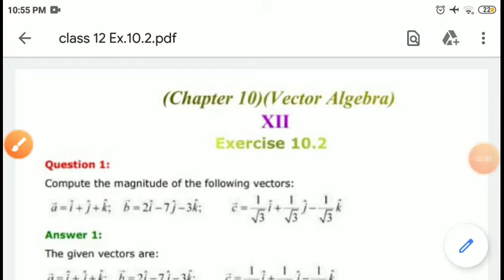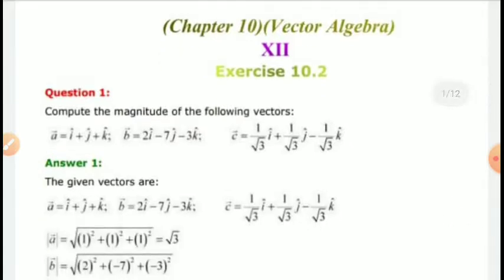Let us learn the exercise 10.2 of the class 12th vector algebra. The first question is compute the magnitude of the following vector. It is so simple, finding the magnitude. You know that if the vector is given to us as a bar equals xi plus yj plus zk, the magnitude of a bar will be equal to the square root of x square plus y square plus z square. So by applying that you can find it out. It's a very simple first problem.